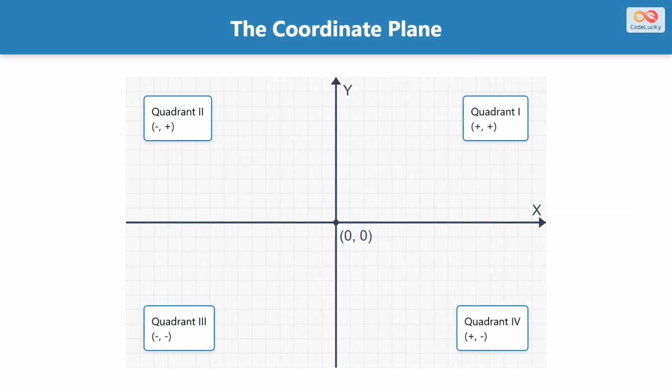Let's quickly review the coordinate plane. We have our x-axis running horizontally and our y-axis running vertically. These divide the plane into 4 quadrants. Notice the signs in each quadrant. In quadrant 1, both x and y are positive. When we rotate 90 degrees counterclockwise from here, we land in quadrant 2, where x is negative and y is positive.